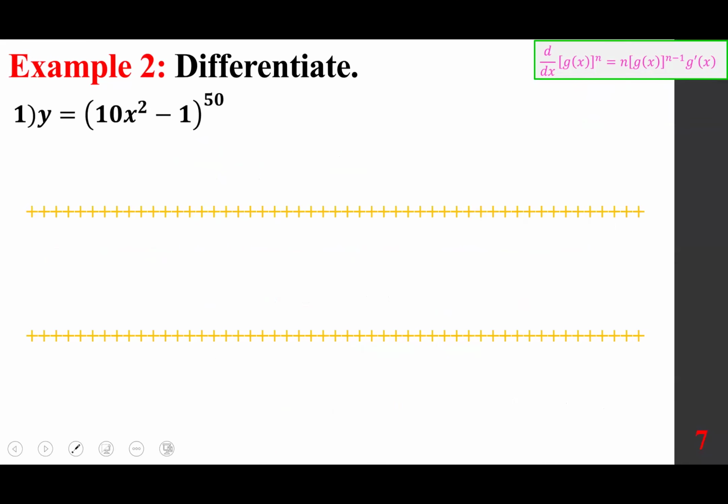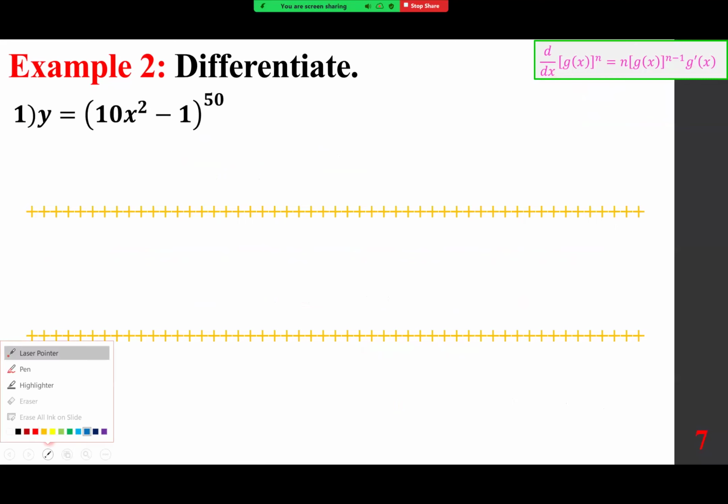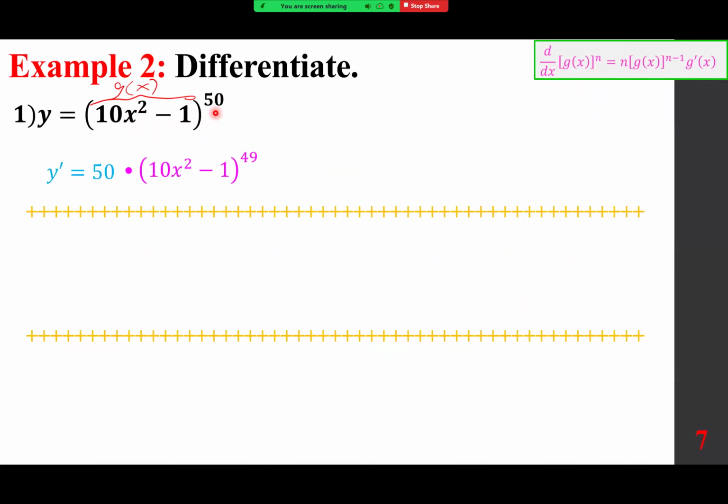We want to differentiate this. We are going to follow that, and if need be, you can even write this as either g or even g of x. So with that being the case, 50 sits in front. G of x to the power of n minus 1, so the parenthesis to the power of 50 minus 1, which is 49, times g prime of x, the derivative of the inside, which is simply 20x. Done with calculus, the product of these two is 1000x. We bring it to the front.